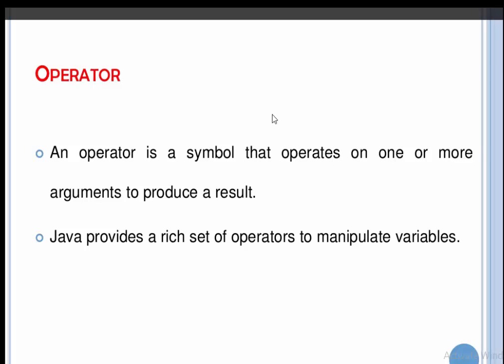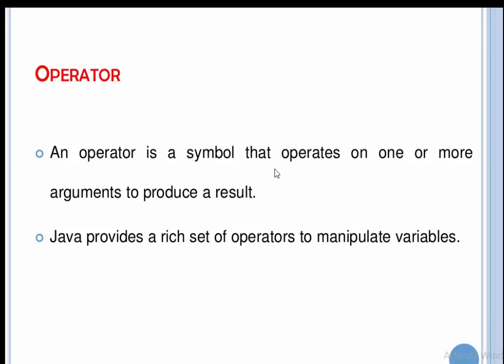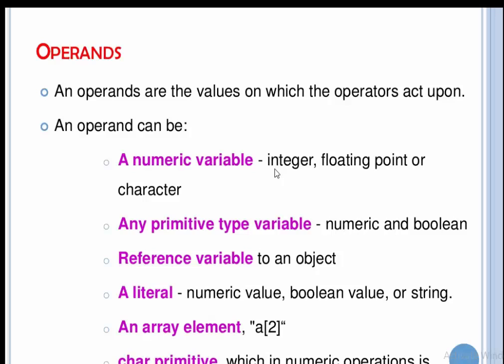An operator is a symbol that operates on one or more arguments, or operands. Once it operates on or manipulates the operands, it produces a result, which is the required result. As we know, Java provides a rich set of operators to manipulate variables and data. Let us see the types of operators available in the Java programming language.